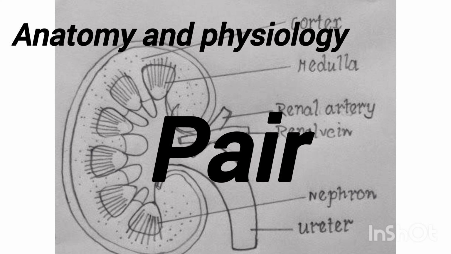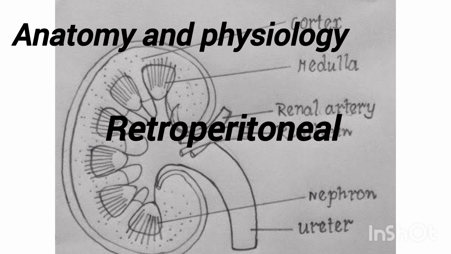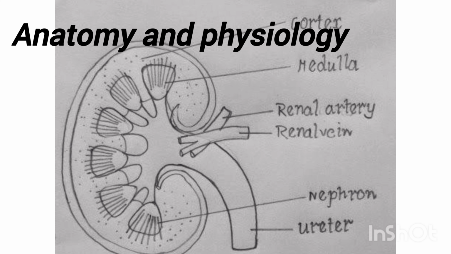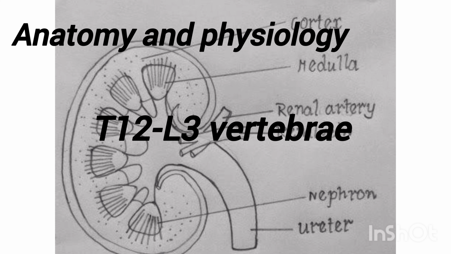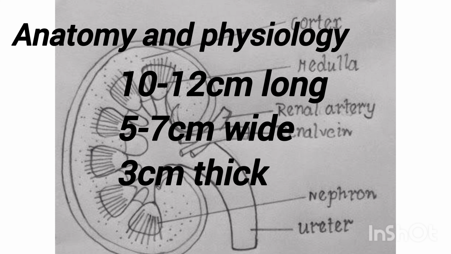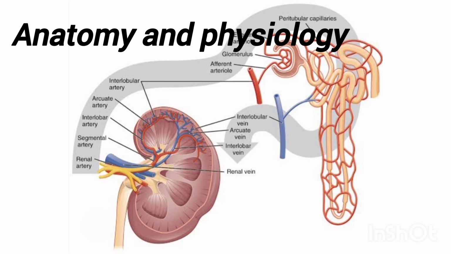The kidneys are a pair of brownish red structures located retroperitoneally on the posterior wall of the abdomen, from thoracic 12 to lumbar 3 vertebrae. Each weighs about 120 to 150 grams. A typical adult kidney is 10 to 12 centimeters long, 5 to 7 centimeters wide and 3 centimeters thick, and it consists of the renal pelvis and renal parenchyma.